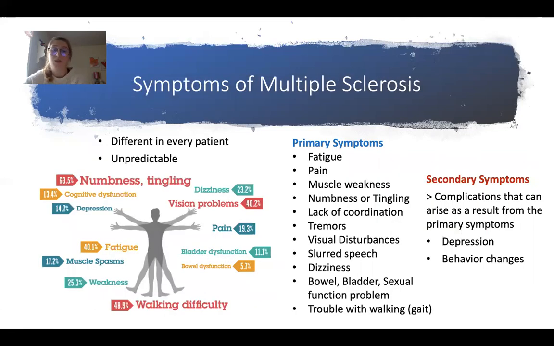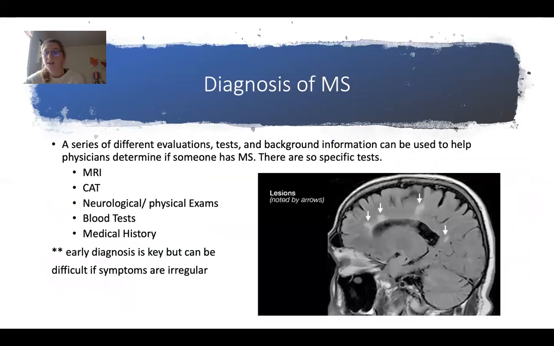Some symptoms of multiple sclerosis are fatigue, pain, muscle weakness, numbness or tingling, lack of coordination, tremors, visual disturbances, slurred speech, dizziness, bowel, bladder, and sexual function problems, and trouble with walking. Secondary symptoms can also result from the primary symptoms, like depression and behavior changes. It's important to note that symptoms can be different in every patient because it's a very unique disease, and it is also unpredictable.